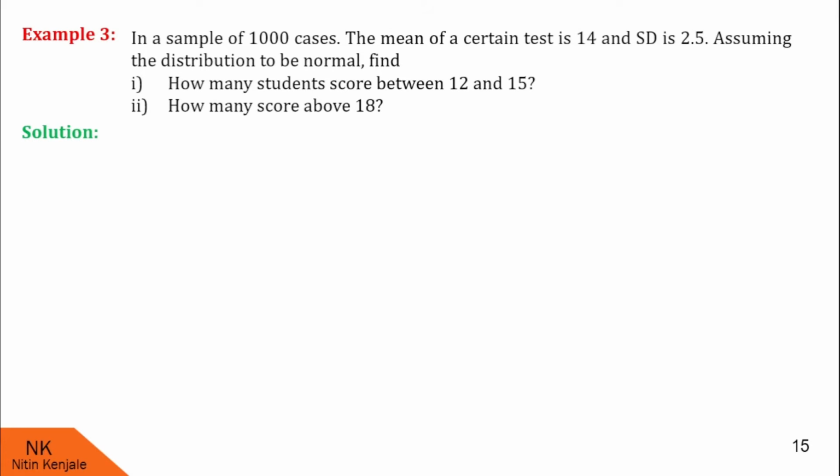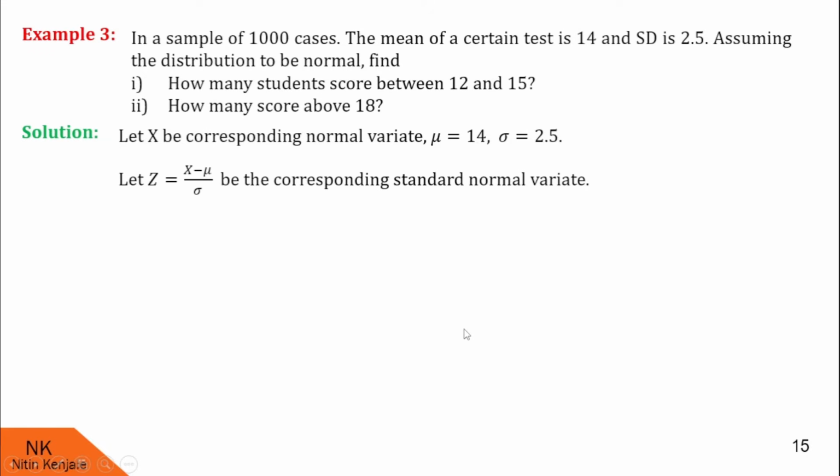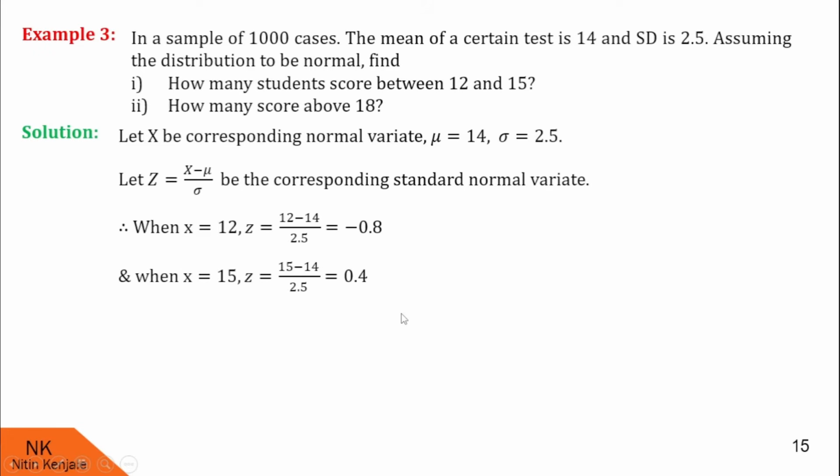First we define the normal variate x. Let x be the corresponding normal variate with mean 14 and standard deviation 2.5. This data is given. Now we define the standard normal variate z is equal to x minus mu upon sigma. Next we calculate value of z at x is equal to 12 and 15. At x equal to 12, z will be 12 minus 14 upon 2.5. We are using this formula over here, which is equal to minus 0.8. Similarly, at x is equal to 15, z will be 0.4.